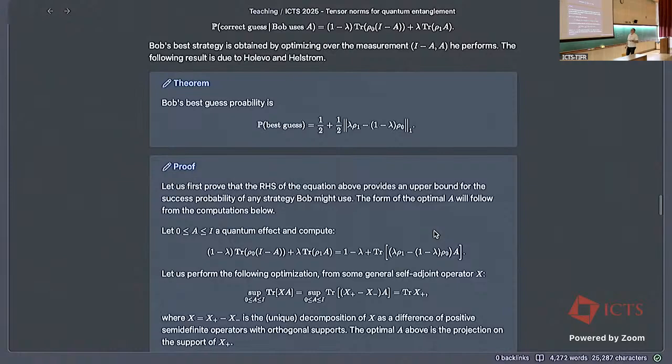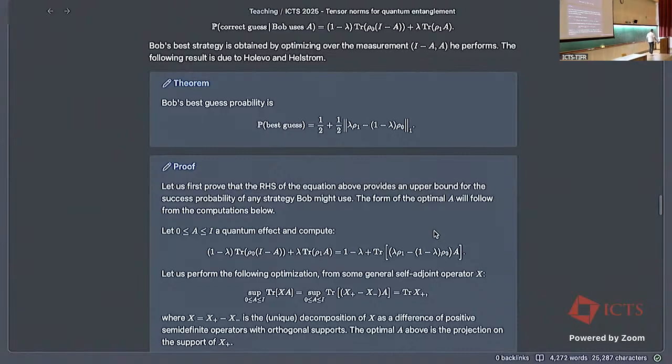I have trace of X plus times A minus trace of X minus times A. But remember that now everyone is positive: X plus, X minus, and A are positive. So basically this negative part, minus trace of X minus A, I want this to be 0 because I want to maximize, so I don't need this negative part. So I will take A to be 0 on the support of X minus. And I want A to be as large as possible on the support of X plus. But I have the condition of being below the identity, so the best thing I can do is to take A to be 1 on the support of X plus and 0 on the support of X minus. So in matrix language, A is the projection on the support of X plus. Okay, so this is the result of the general problem: the supremum of trace of XA, where A is between 0 and the identity, is trace of X plus.